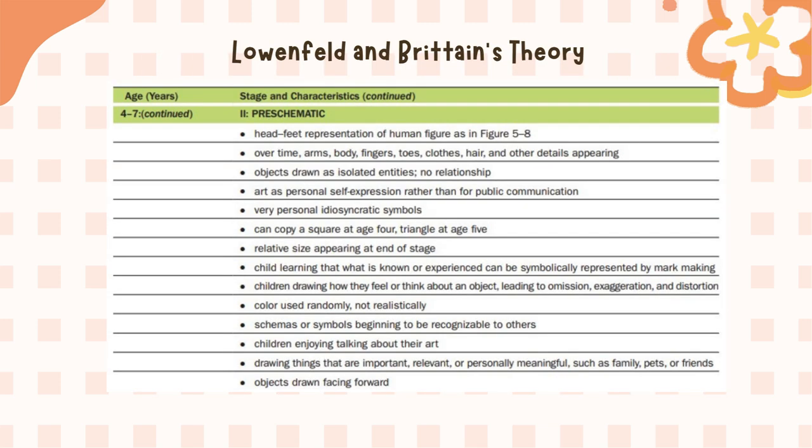Next is the pre-schematic stage, around 4 to 7 years old. At this stage, children begin to draw people and familiar objects using simple symbols. They may start with a head and feet figure and gradually add arms, body, fingers, hair, clothes, and other details. Their drawings are based on what they know, feel, or experience, so the size, shape, and color may not look realistic. Children also begin to draw things that are important to them, such as family, pets, and friends, and they enjoy talking about their artwork. So, the key idea is, children use symbols and drawings to represent things that are meaningful to them.